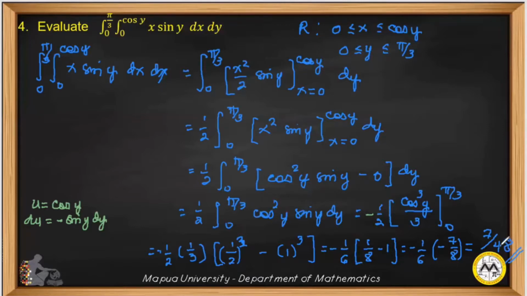So we were able to show 4 examples, 2 where the region R is a rectangular region, and the last 2 examples where the region R is non-rectangular. So I hope that everybody can follow.